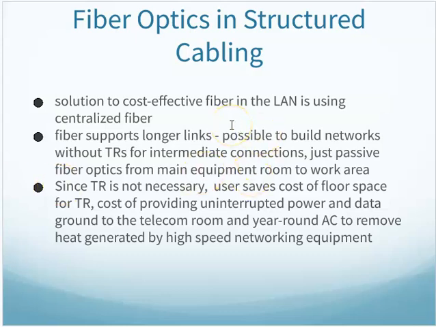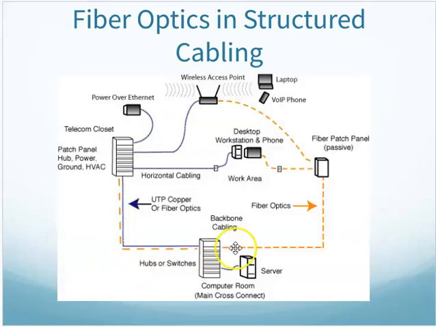A solution to cost-effective fiber in the LAN is using centralized fiber. Fiber supports longer distances, and basically gets rid of the telecommunications rooms. I could go from the main closet out to a part of the building and plug my devices in. So I could actually, with fiber, scatter some switches around the building with long links in between them, and that's exactly what they're trying to show you here. Centralized fiber. I would not need the closet here. I just have a passive device out here, like a patch panel, that I'm going to patch right through to my desktop device.